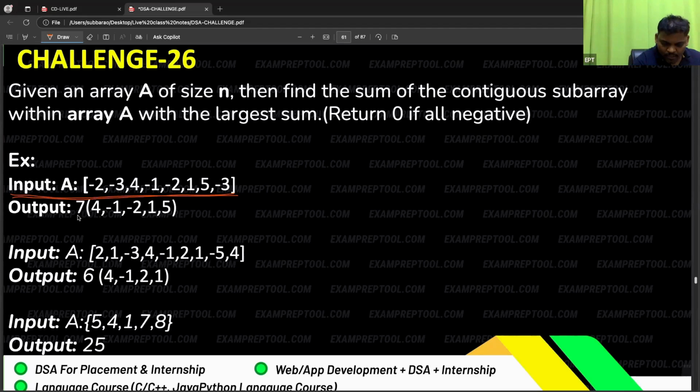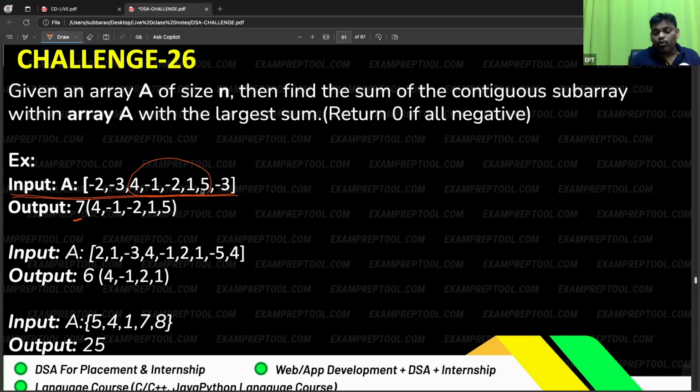If you observe clearly, 7 is the answer here: 4, 1, 4, minus 1, minus 2, minus 1, 4, minus 1, minus 2, 1, 5. So this sum is maximum. Remember, it is a subarray whose sum is maximum.